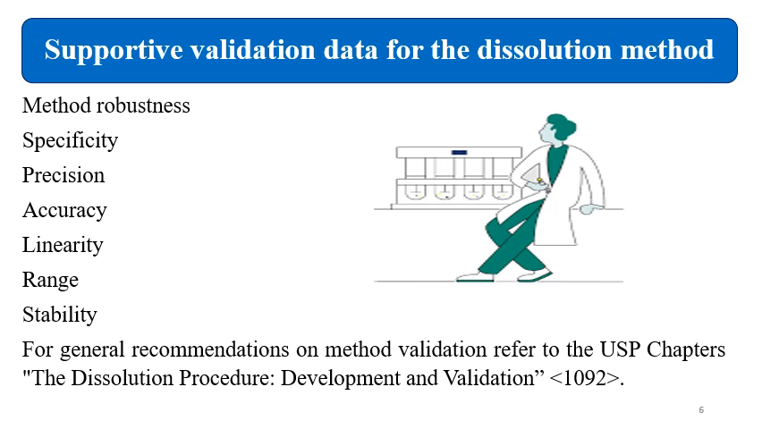Then the supportive validation data for the dissolution method. What is the validation data required to support the dissolution method? That is method robustness, specificity, precision, accuracy, linearity, range, stability. So these are the supportive validation data or parameters. For general recommendation on the dissolution validation, refer to the USP chapters. The dissolution procedure gives the understanding of the development and validation for the dissolution method.